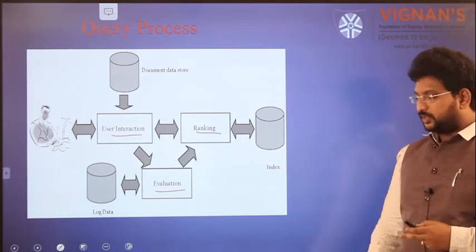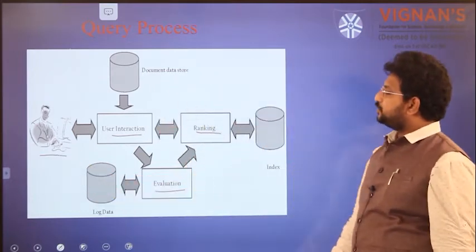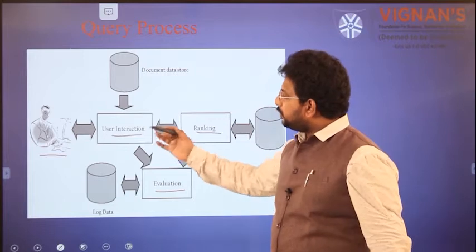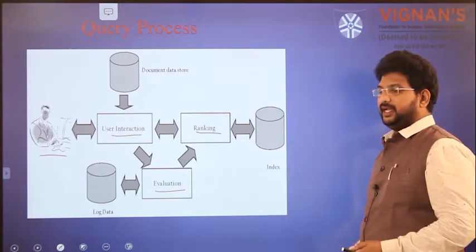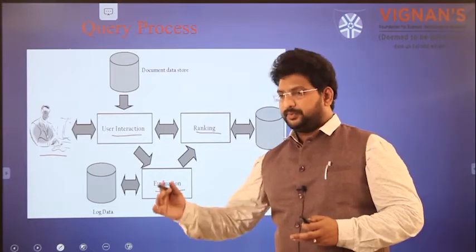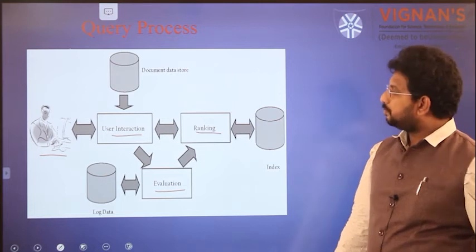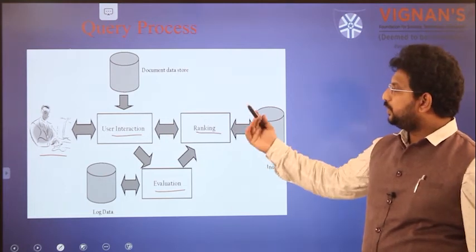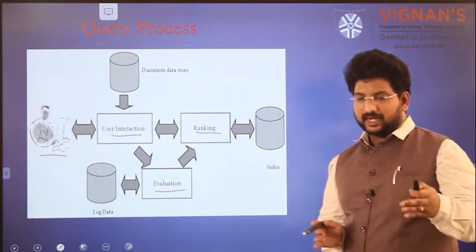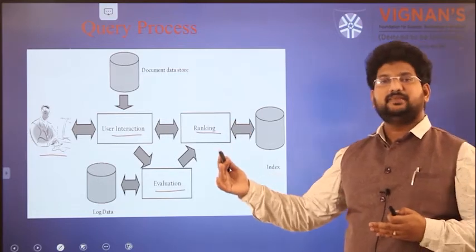Here, if you try to understand, the person wants to find a particular piece of information. Just imagine you are before Google, and you want to find information about, for example, Mahatma Gandhi. So you type about Mahatma Gandhi. Whenever you enter it, there is user interaction. The user interface acts as a medium between the system and the user.